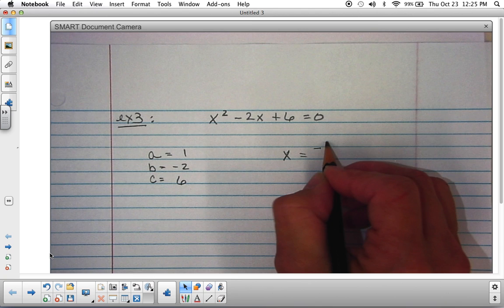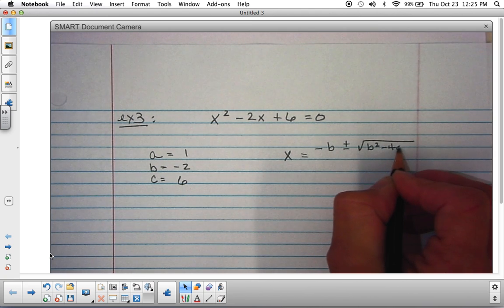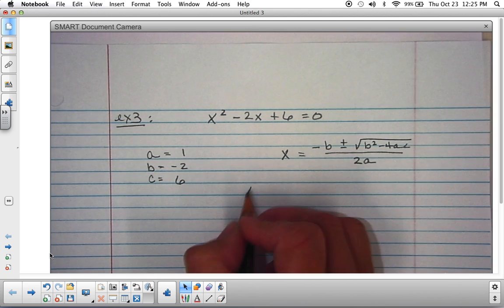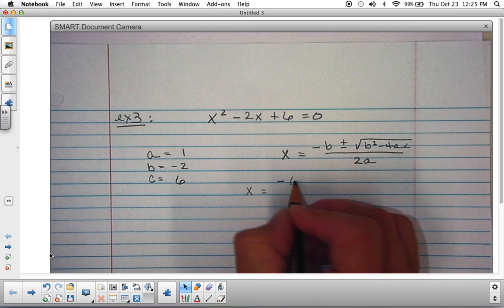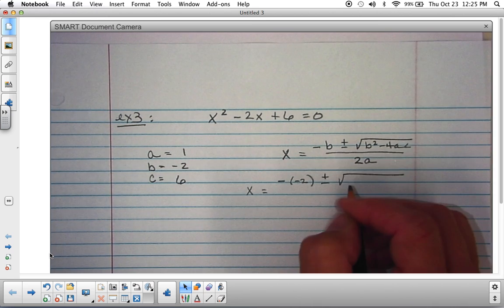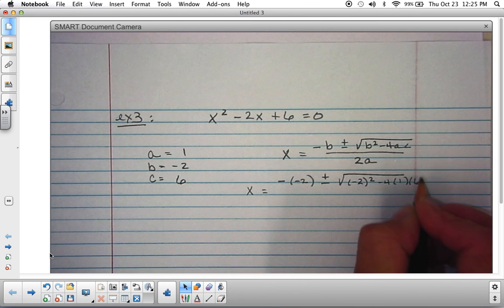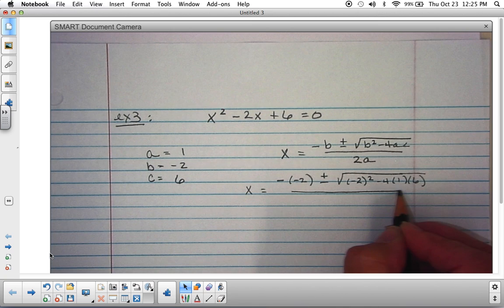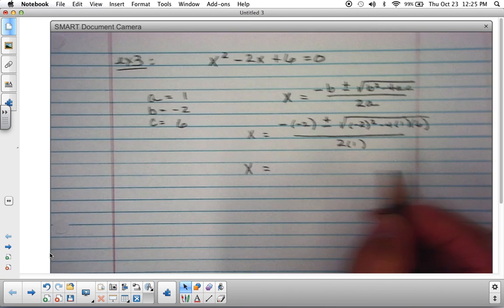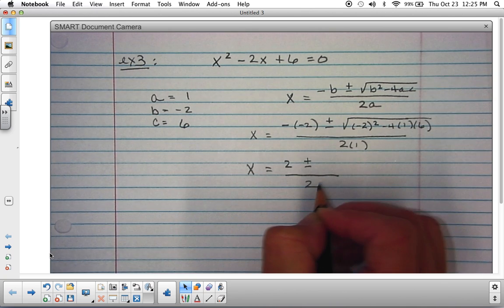X is equal to negative b plus minus the square root of b squared minus 4ac all over 2a. And we're going to plug into that. So negative 2. It's just a coincidence that we've had a negative b every time. That doesn't always happen. Negative 2 squared minus 4 times 1 times 6 all over 2 times 1. I have 2 plus or minus 2 times 1 is 2.